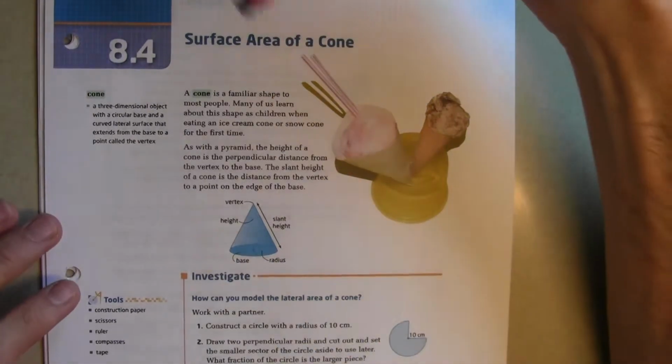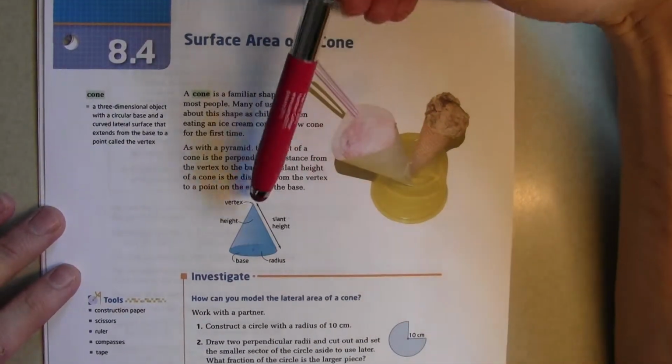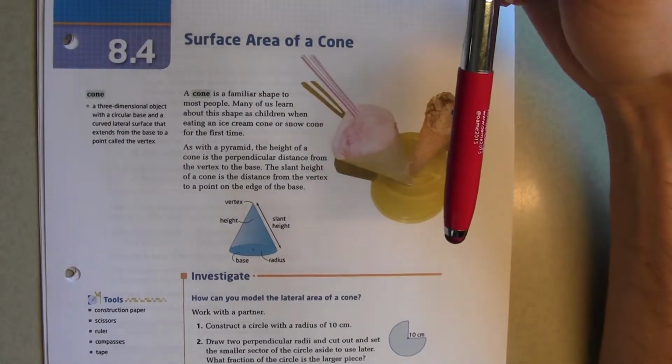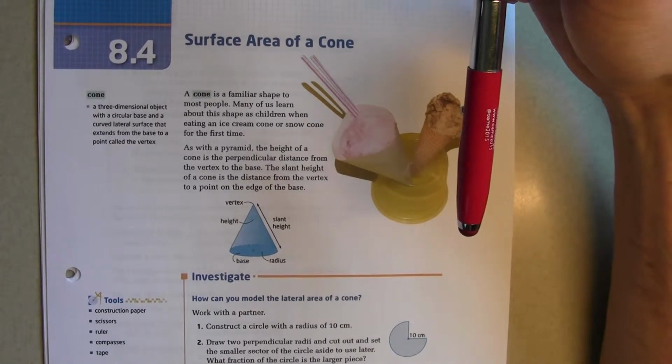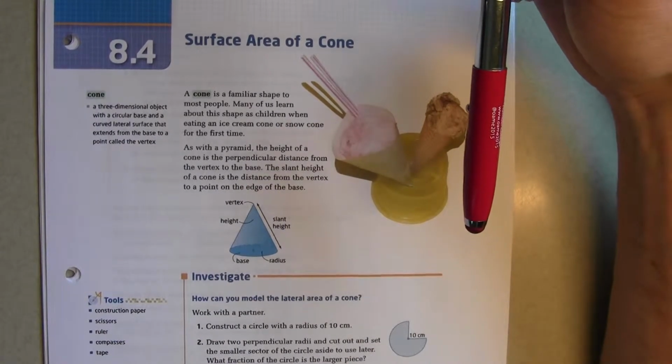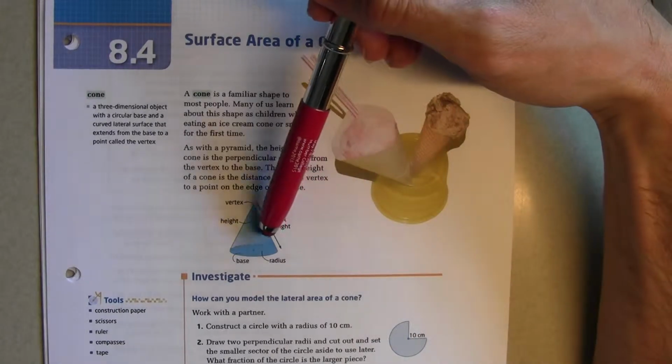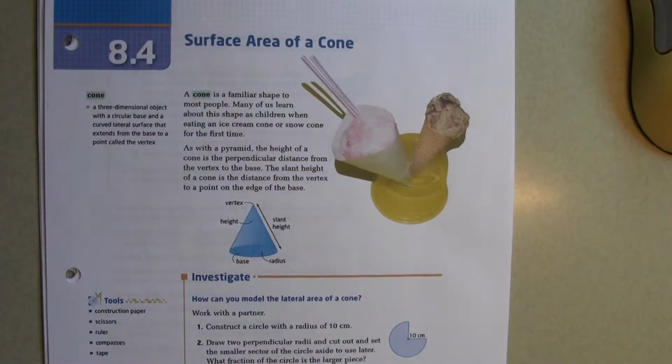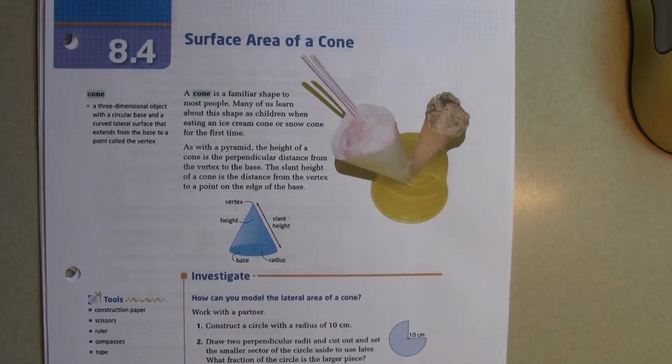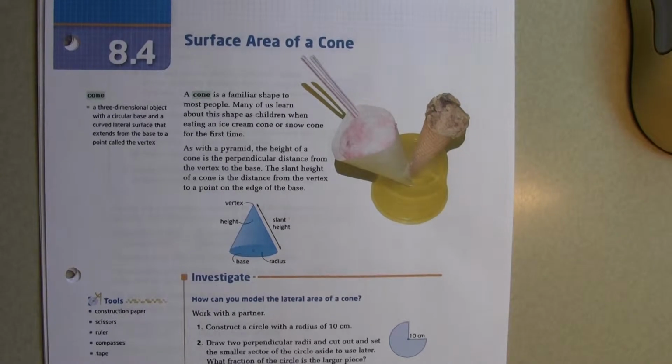A couple of important definitions here. Slant height: that's the length of the edge of a cone, from the vertex to an outside point on the base of the cone. Straight height, again, is perpendicular, so right from the base to the very top point of the vertex. And then base and vertex, obviously, we should already know.